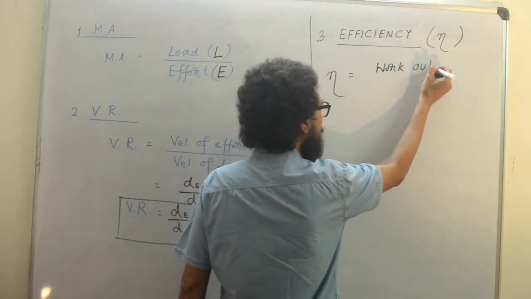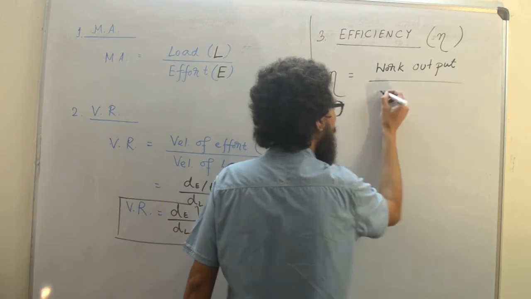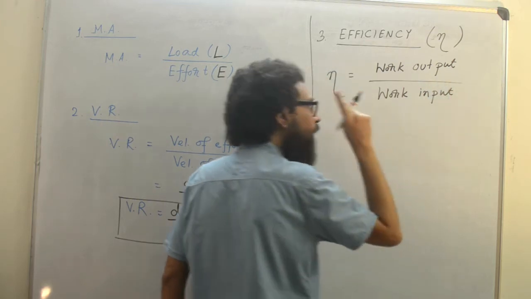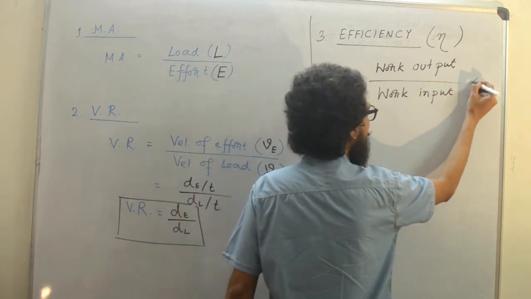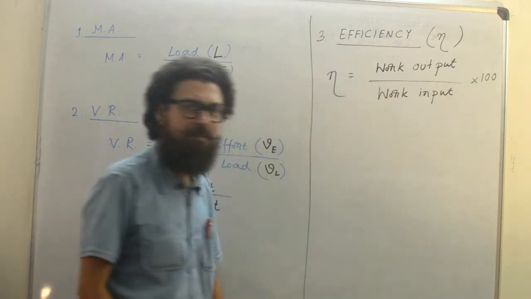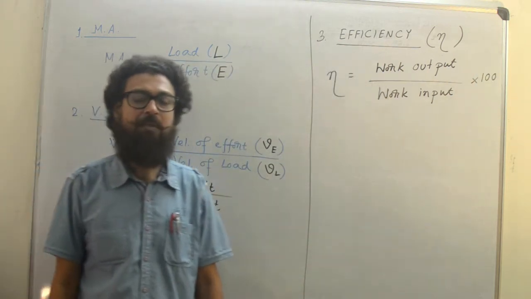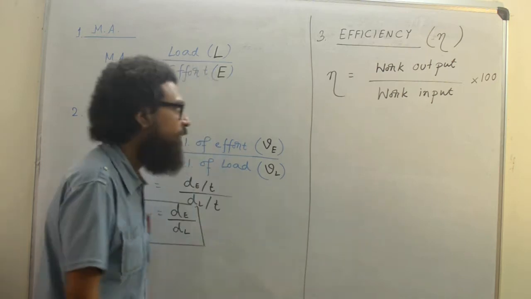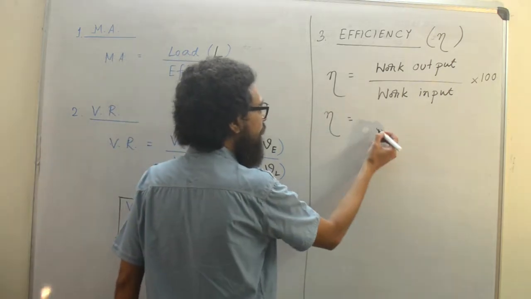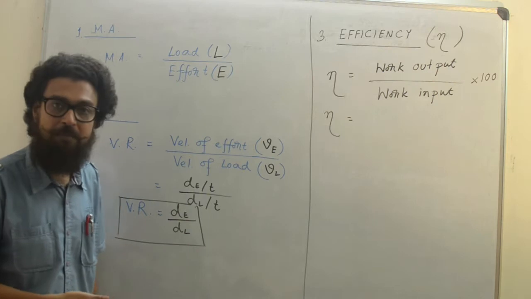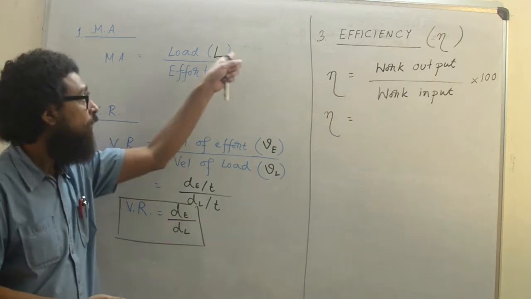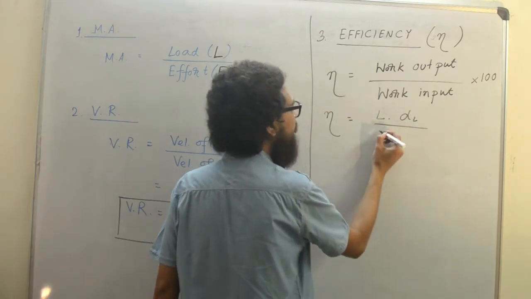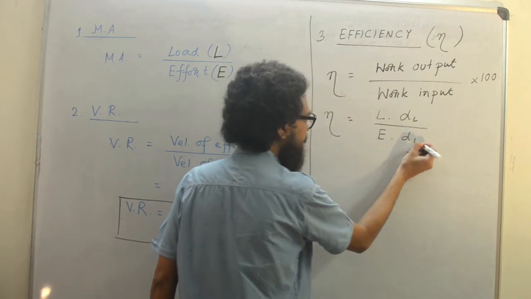So work output to work input, this is the basic thing, and it is always represented as a percentage. So times 100 is there, because we always describe efficiency not as a fraction, we describe efficiency with a percentage. That helps us to visualize things better. Anyways, so eta is work output over work input. Now what is work done? Force into displacement. Output force is load, so we can write load into displacement of load, and input is effort into displacement of effort.